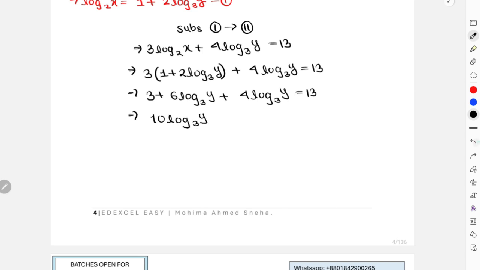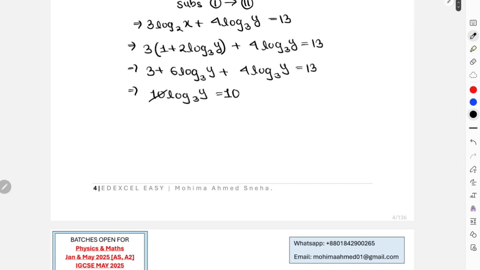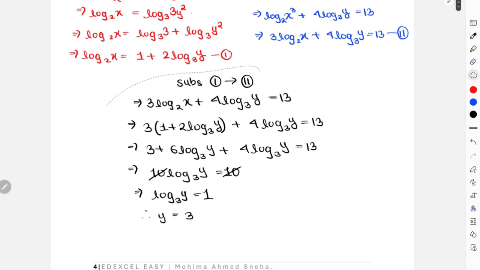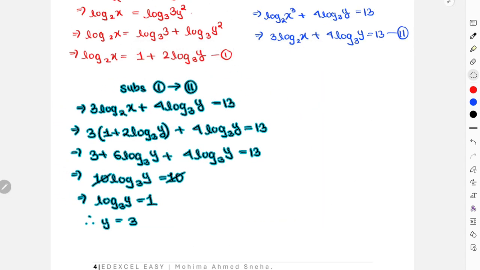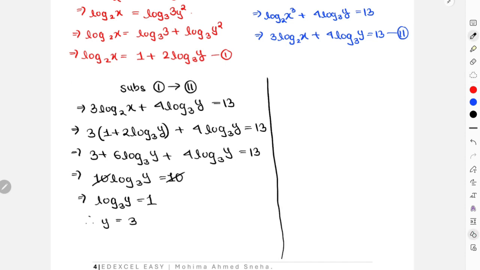If you take this 3 to the right hand side, obviously it will be eliminated with that 13. So this gives you 10, and this 10 and this 10 can be cancelled out, and now you have log base 3y equals 1, which eventually can be written as y equals 3 power 1, or just 3. So you get the value for y as 3. Now using the value for y as 3, we can substitute this into any of the equations to give you the value for x again.